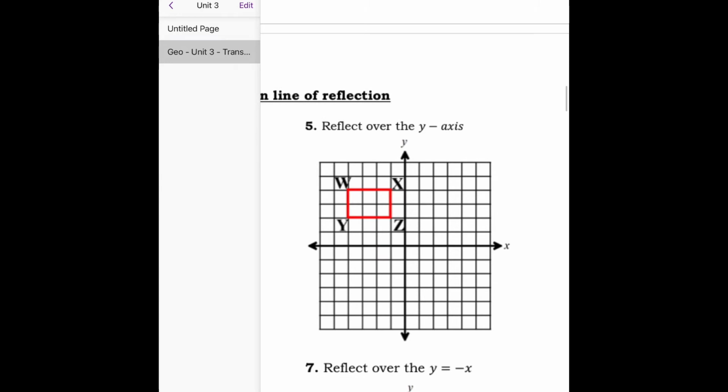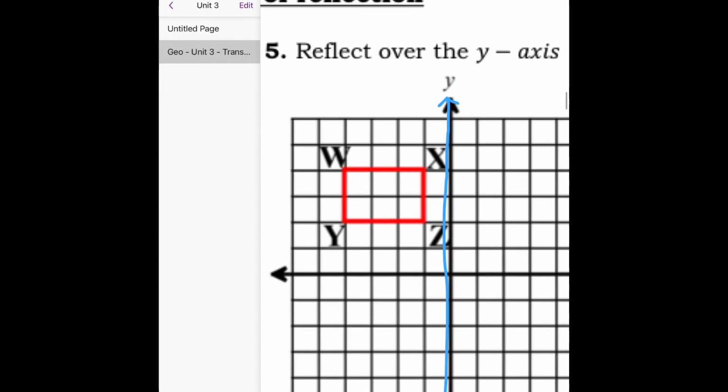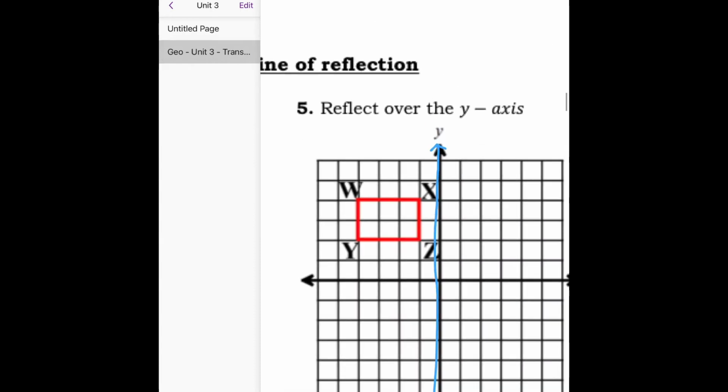Next, let's reflect across the y-axis. This is my y-axis. And again, I have this nice little rectangle here that I'm going to reflect across there. I'm just going to look at each point or each corner individually and reflect it that way.